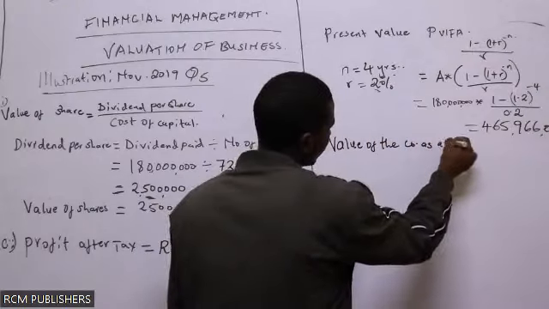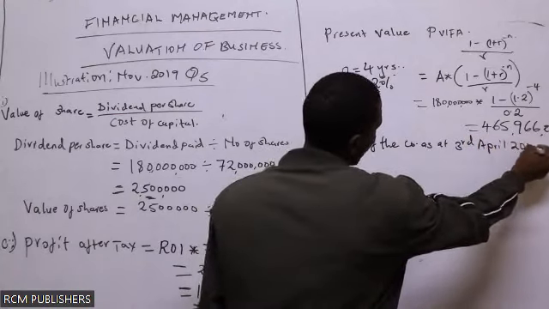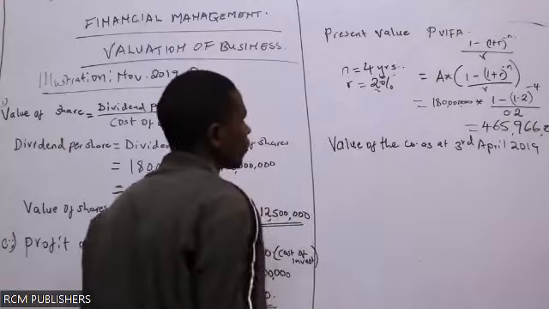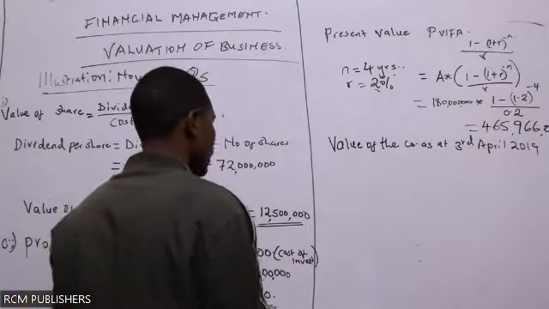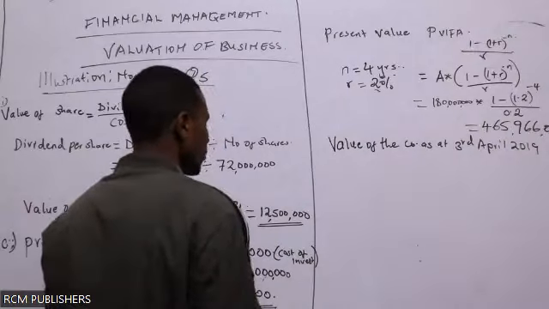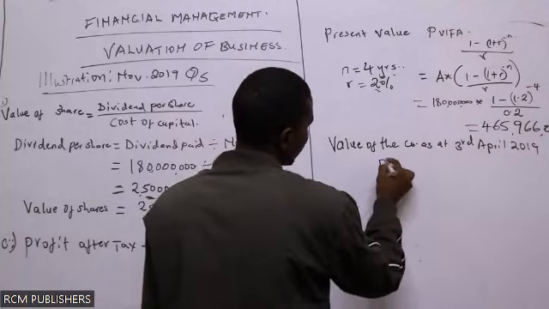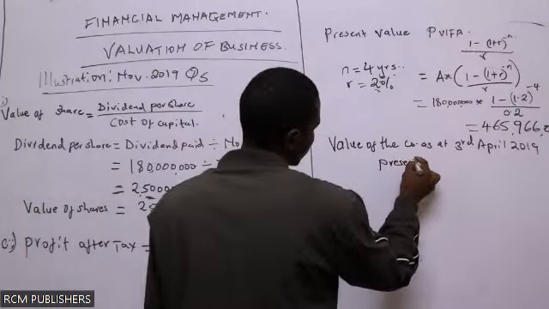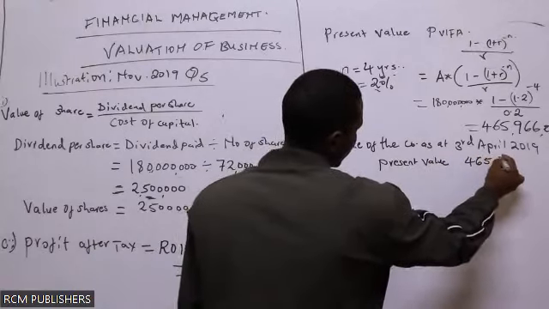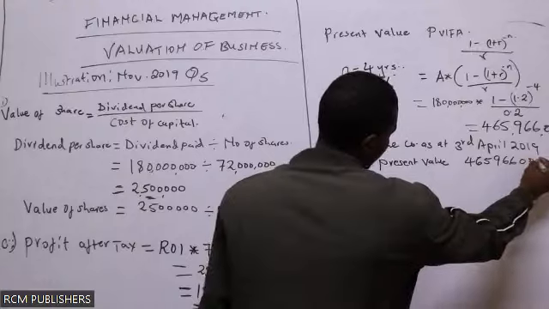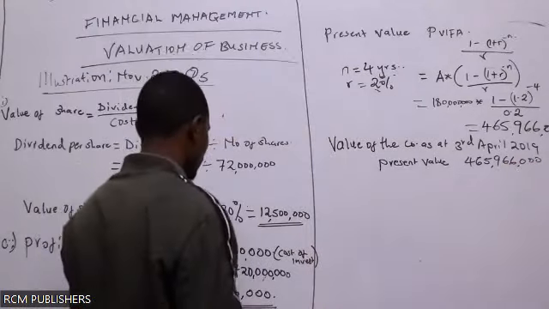Value of the company as at April 2019. Now, this is the current value. Already we have the present value of the profit that the company will have. The present value itakuwa 465,966,000. That is the present value of the profit.